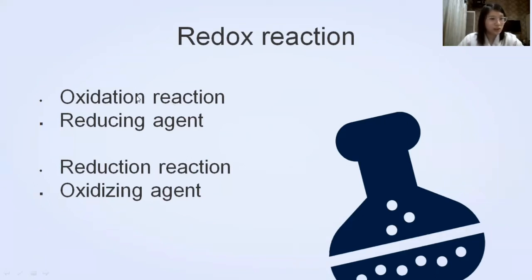Oxidation reaction is a half reaction that involves loss of electrons. In oxidation reaction, there is a reducing agent, which is a substance that carries the atom that has lost electrons. Reduction reaction is a half reaction that involves the gain of electrons. In this reaction, there is an oxidizing agent, which is a substance that carries the atom that has gained electrons.